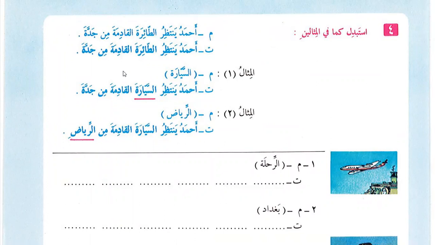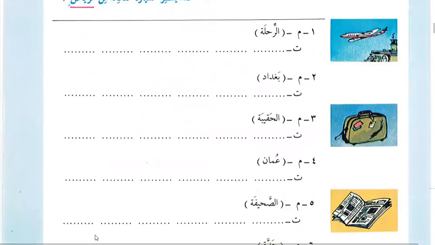Ahmad is waiting for the aeroplane coming from Jeddah. Ahmad is waiting for the car coming from Jeddah. Ahmad is waiting for the car coming from Riyadh.